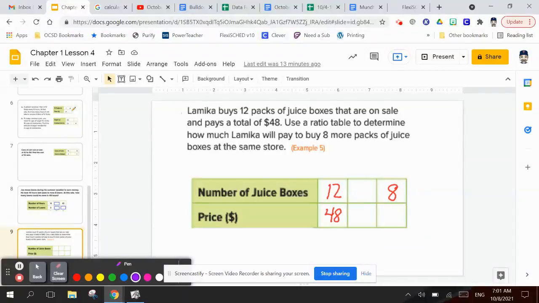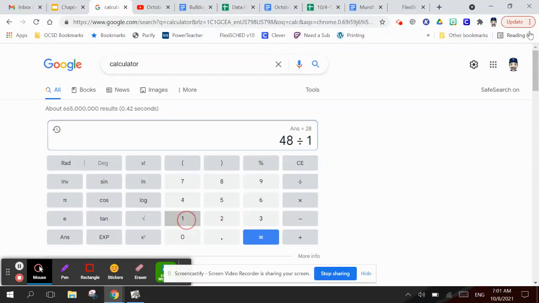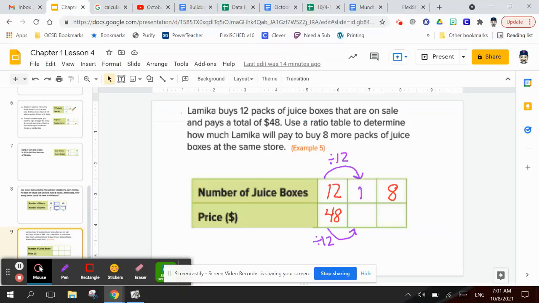So I need 8 more boxes. What I'm going to do is find out how much one box is. To find out how much 1 is, I have to go from 12 to 1. My number is getting smaller, so I have to divide. What do I divide 12 by to get 1? That's right, 12. So then I do the same thing to my bottom number. I take 48 and divide that by 12. Go back to my calculator. 48 divided by 12 is 4. So I know that it's $4 for one juice box.